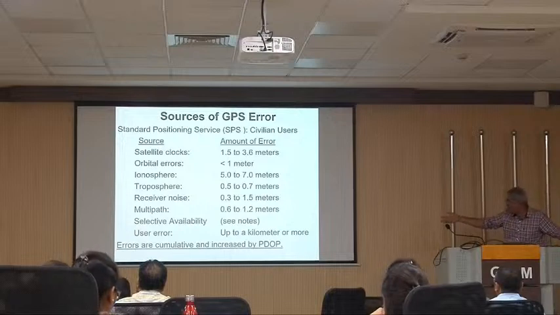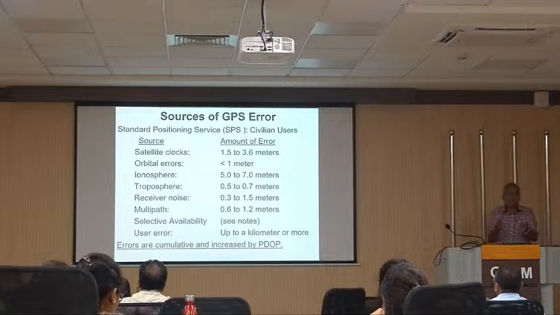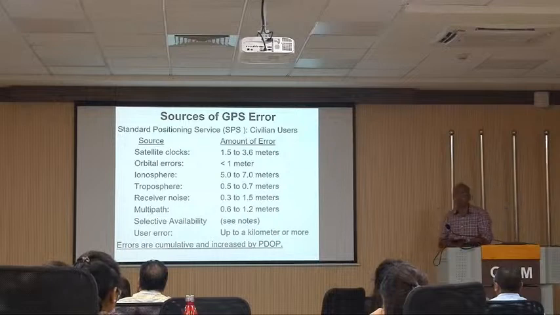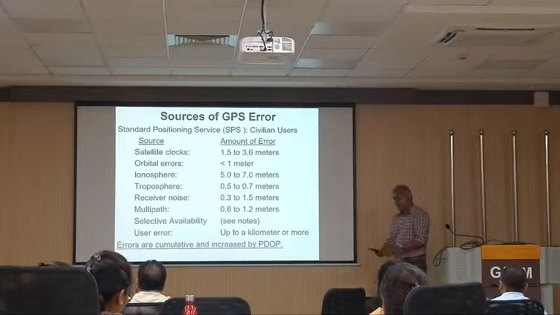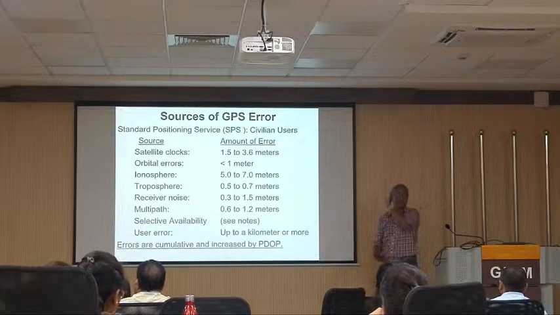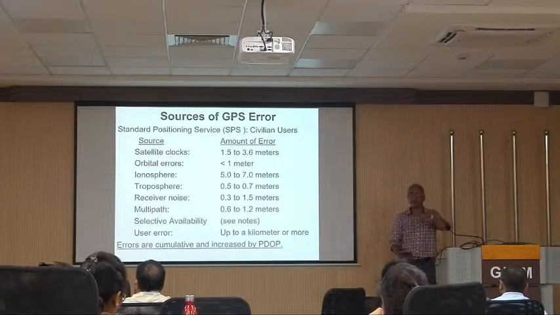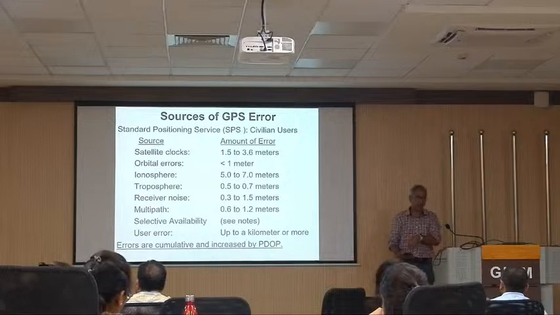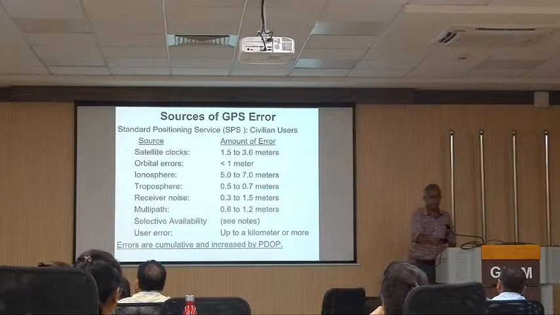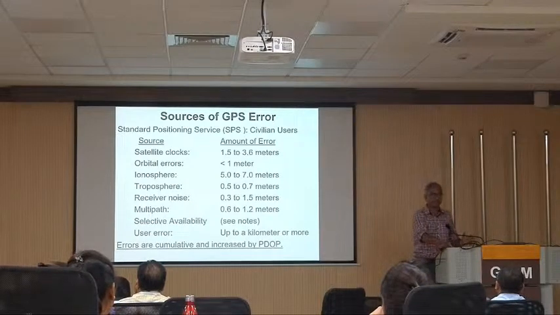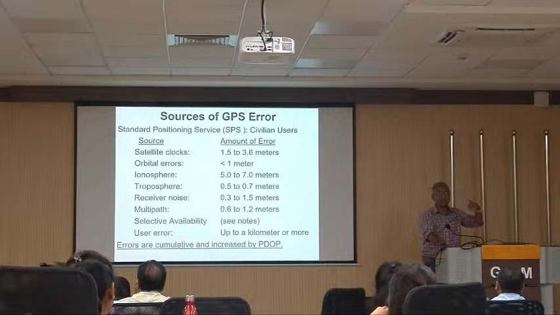Selective availability is no more there, and then user error: if you are very impatient and you just say, okay, I have to go and do some other work, let me just take a point, and you are not patient enough to wait for constant readings for at least 5 minutes or 4 minutes or 3 minutes. You just hastily stand over here, okay, I got this point, done, and you will move. For that particular moment, it may seem like a correct coordinate, but it's not. If you stand there or keep your GPS device for some 5-10 minutes, it will try to get itself normalized.